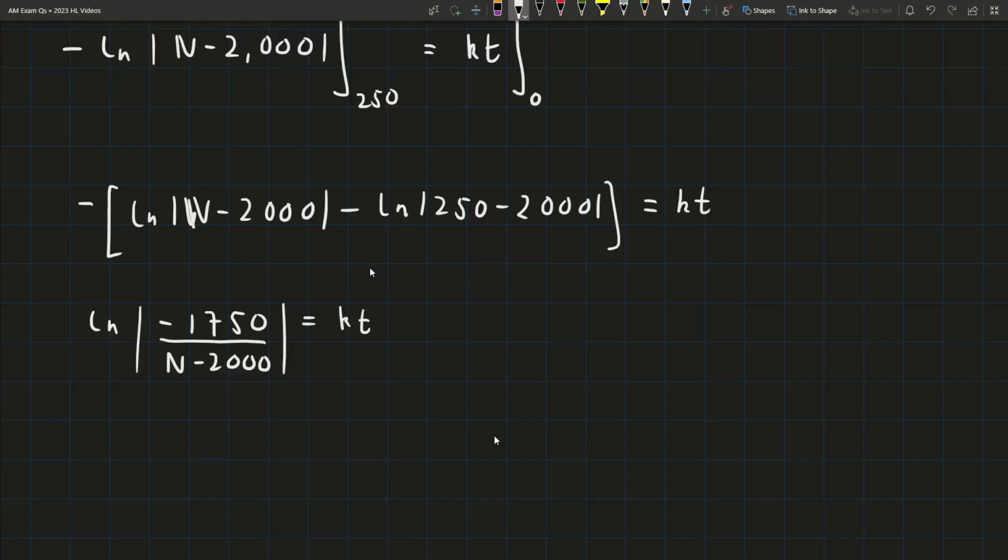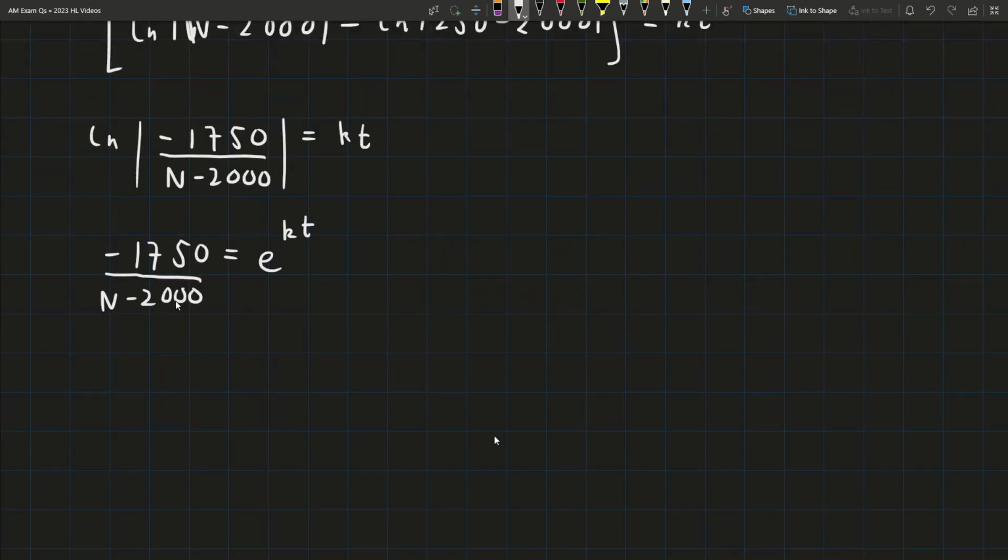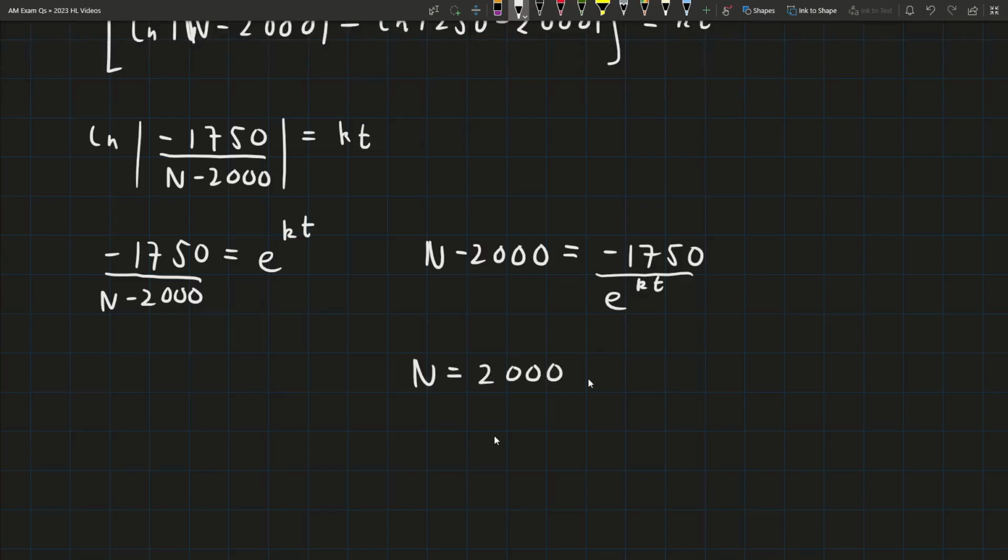Now we're looking for an expression for n. So we can do e to the power on both sides. So they'll cancel, and we'll get minus 1750 equals e to the kt. And sorry, that minus 1750 is still over n minus 2000. Now multiply by n minus 2000 divided by e to the kt. We get n minus 2000 equals minus 1750 over e to the kt. Then bring the 2000 to the other side. N equals 2000 minus 1750 over e to the kt. And that's our equation.